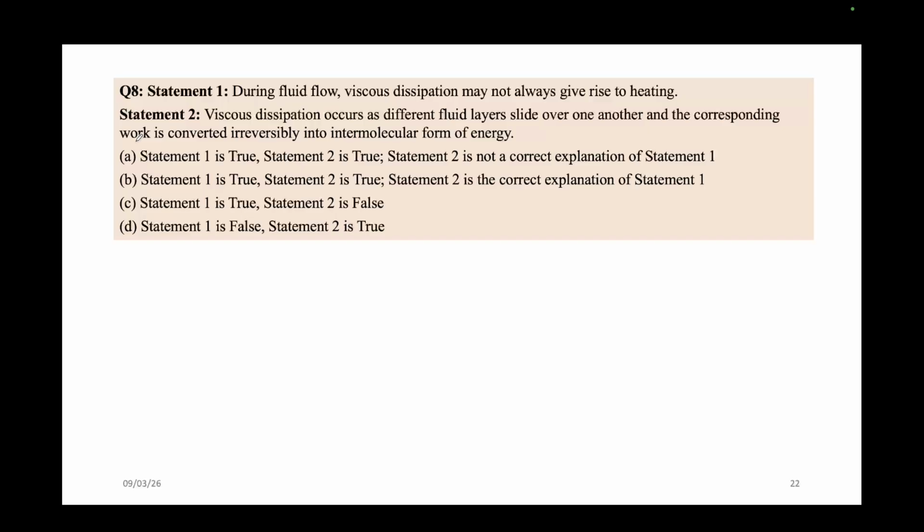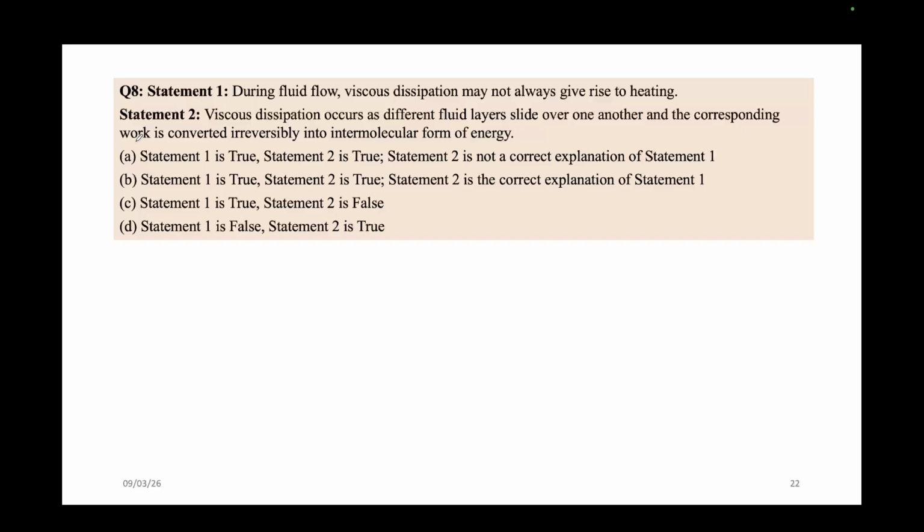So see, the question is that during the fluid flow, viscous dissipation may not always give rise to heating. Is it correct? That means a fluid is flowing, and because of the viscosity, there is no heating. Is it correct or not? What do you think? It is false, because it's like during cycling. The question is like during cycling, the tube will not heat up. Is it correct? No. If you ride a cycle, it will definitely heat up. So this is correlated with the cycle.